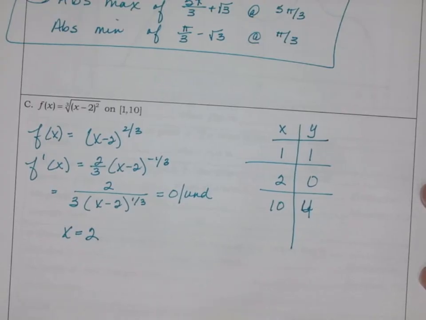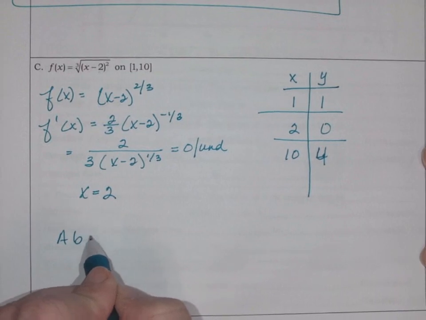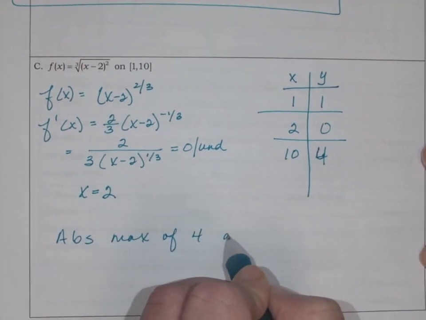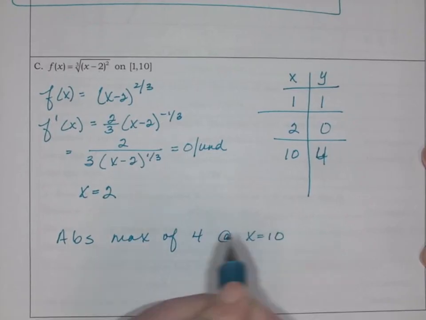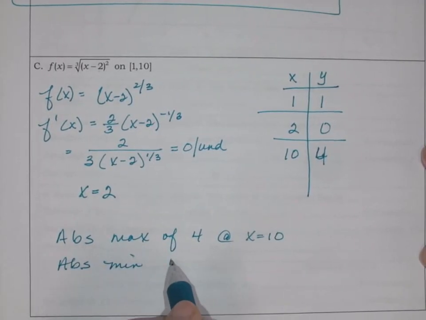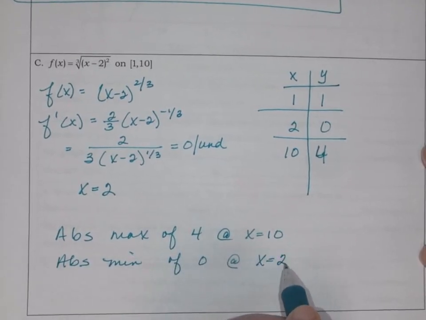Okay, so now there are my values, so that was a pretty easy one. So my answer, I'm going to have the absolute max of 4 at x equals 10, and I have an absolute min of 0 at x equals 2.